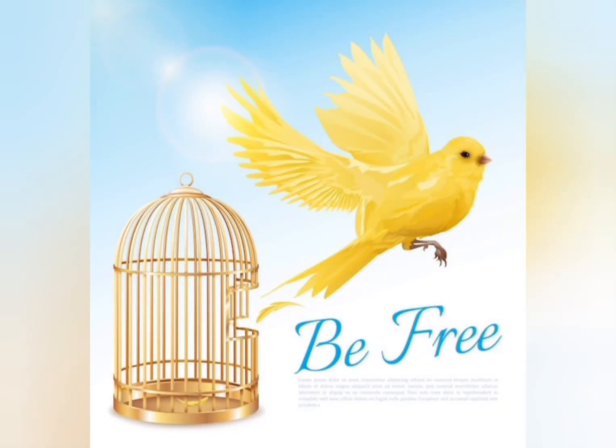Balancing individualism and collectivism. Striking the right balance between individualism and collectivism remains a central challenge for liberal societies. The tension between personal freedom and collective responsibility is an ongoing debate in liberal democracies.